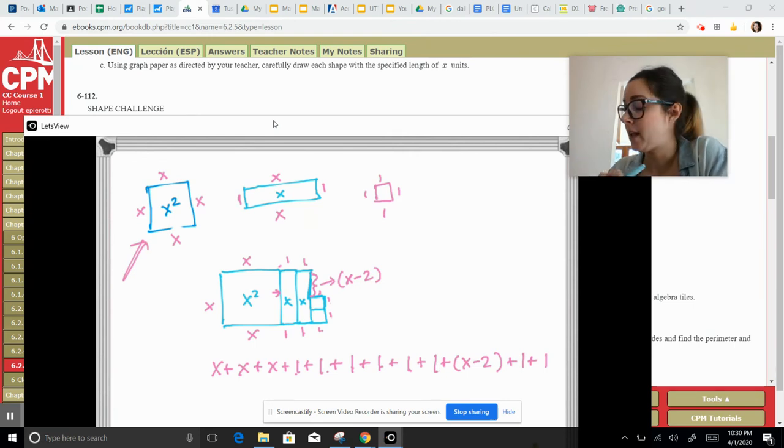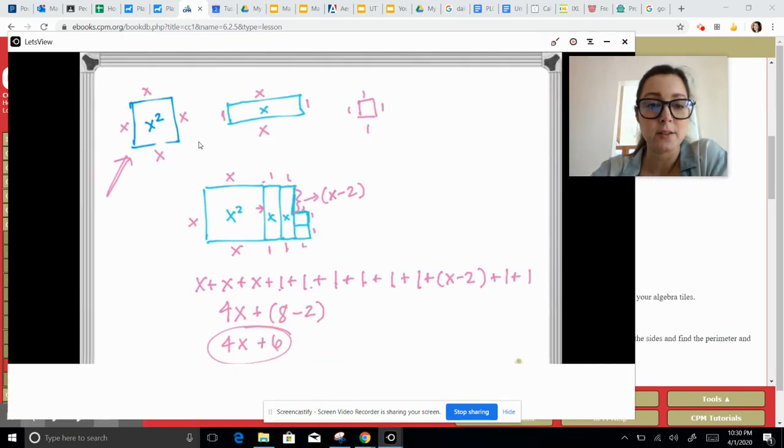This is what I was looking for with the homework, with you adding up all of those sides, and then you're going to simplify it. So we have 4x plus 8 minus those 2. Then we would have 4x plus 6 as our perimeter. You can't even see that because it's being blocked. There we go.